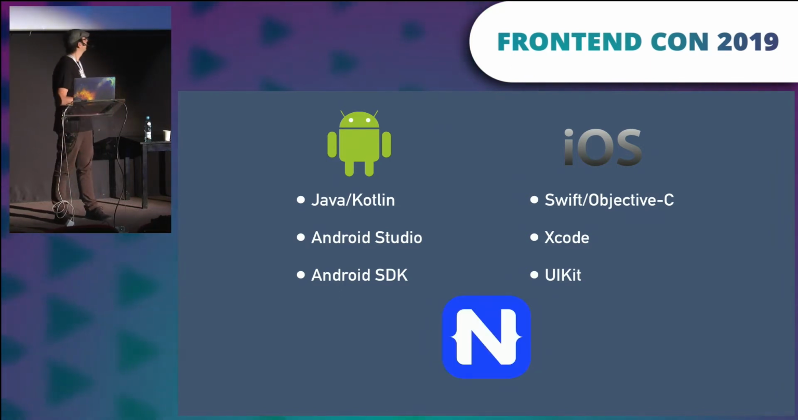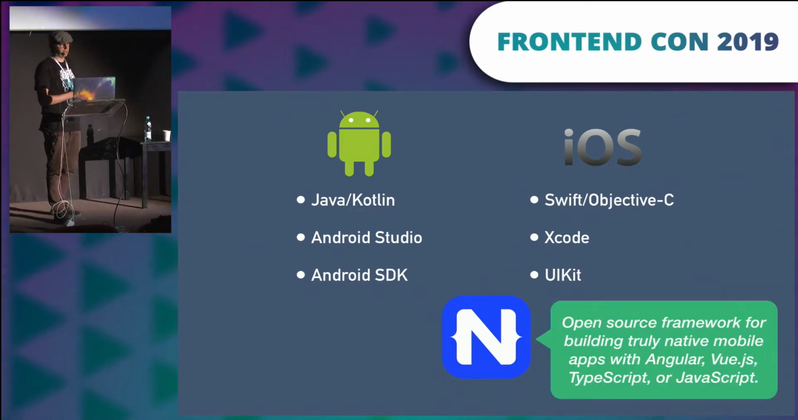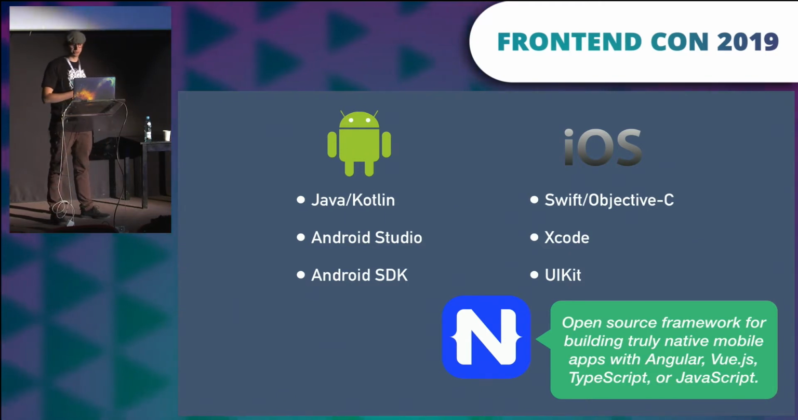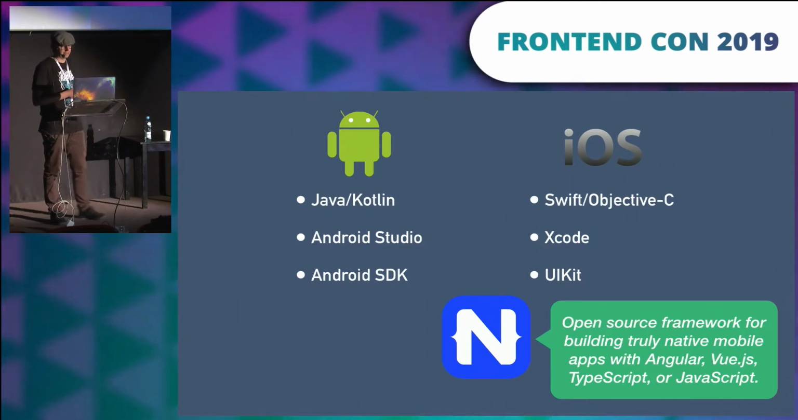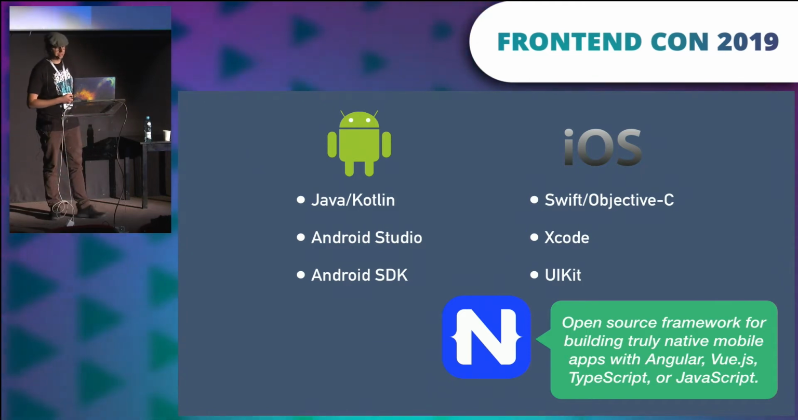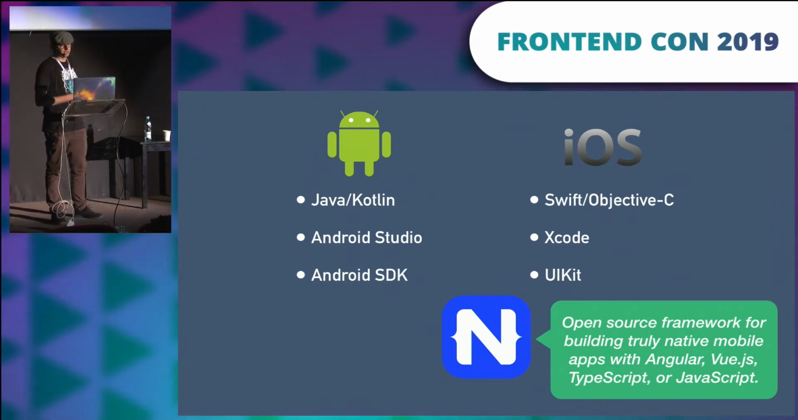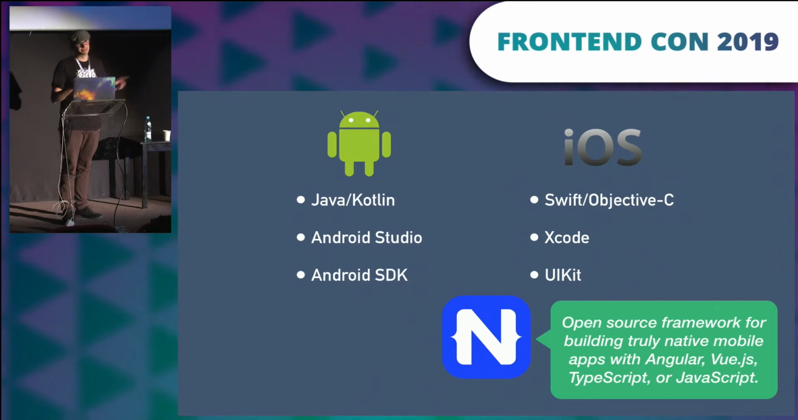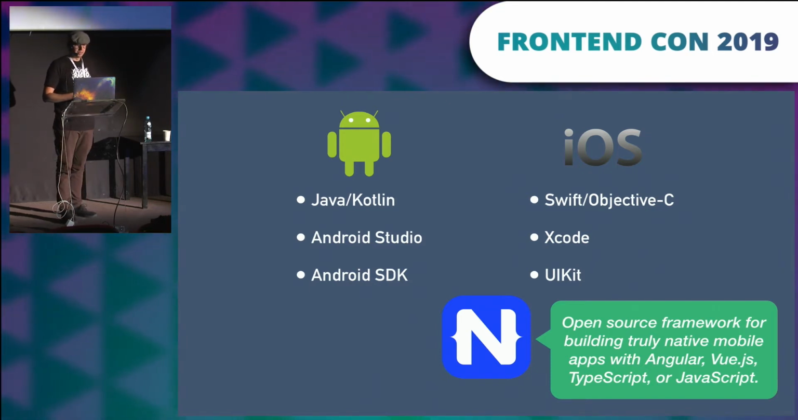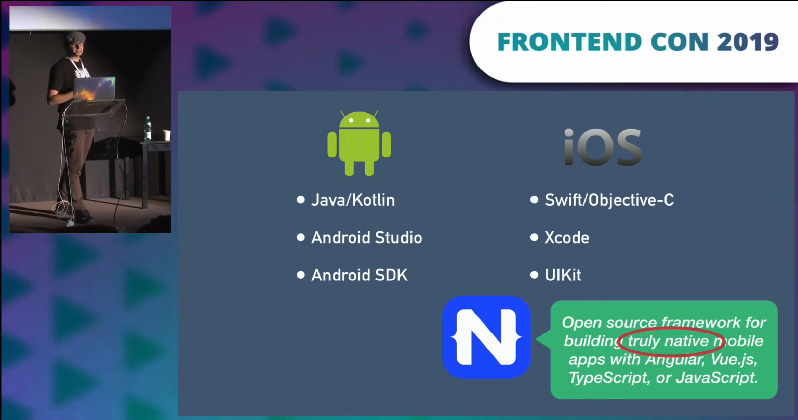Thankfully, there is something called NativeScript. So this is what the website tells about NativeScript. It's an open source framework for building truly native mobile apps with Angular, Vue.js, TypeScript, and JavaScript. So NativeScript provides a way to build cross-platform native apps using web technologies. So kind of HTML, kind of CSS, and JavaScript. And the really interesting part here is this truly native.